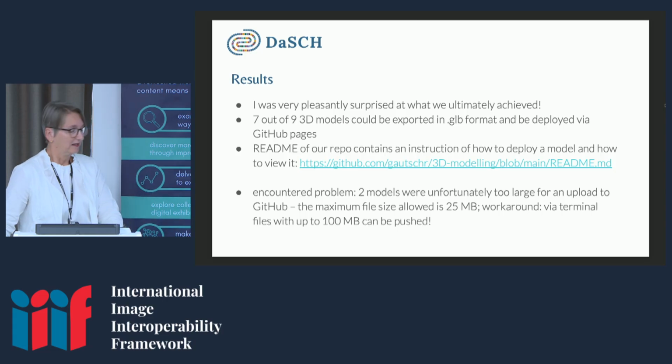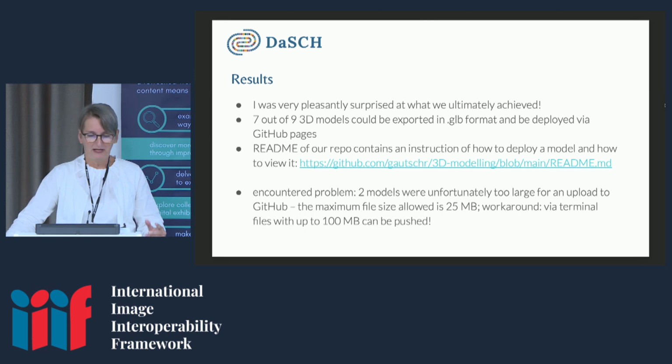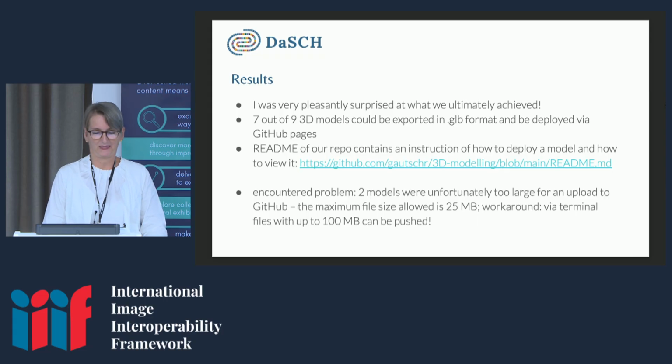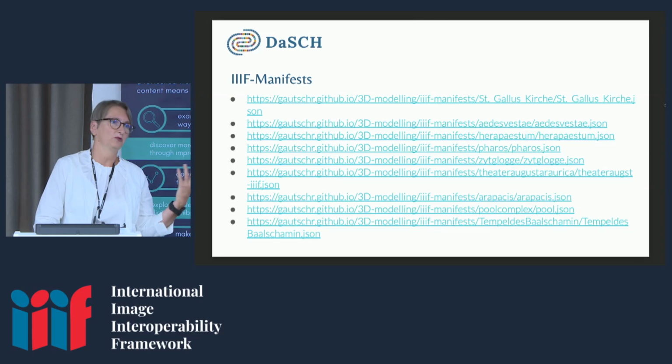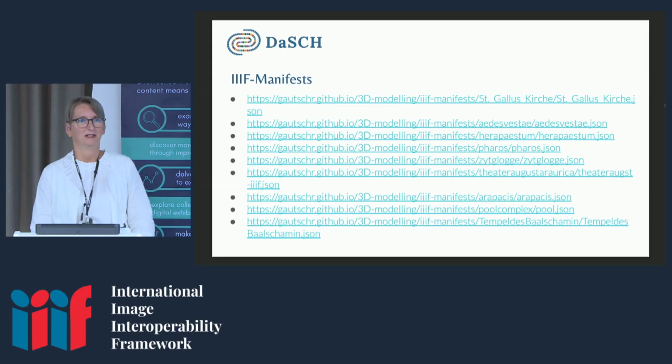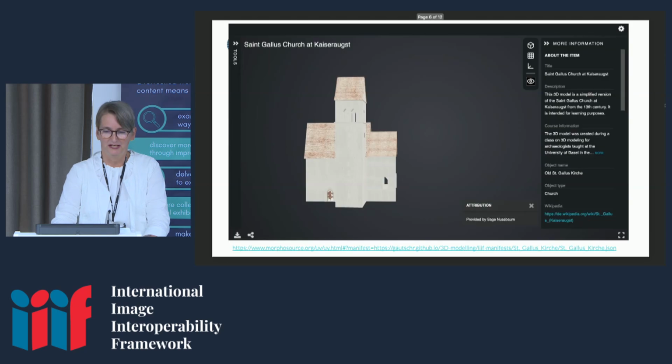For 2 models, we encountered a problem. They were unfortunately too large for a manual upload to GitHub, which limits the file size to 25 megabytes. For one of them, we found a workaround via the terminal, where you can push files up to 100 megabytes. These are all the IIIF manifests. I didn't put in the QR code, I didn't think about it, but you can download the PDF from the drive if you want and take a look.